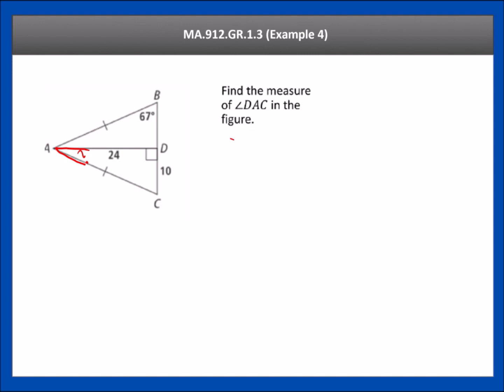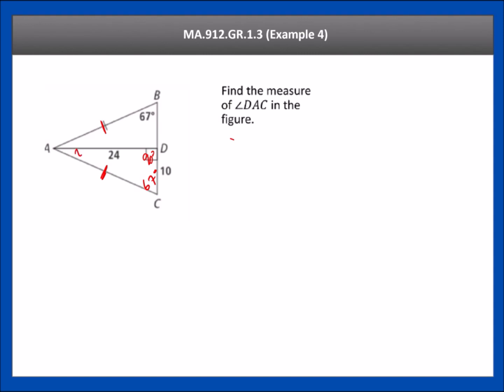that to find the measure of angle DAC, this is a 90-degree angle right here. And we know that this is an isosceles triangle because those two sides are the same. In an isosceles triangle, by the isosceles triangle theorem, the angles that are opposite the congruent sides must be congruent themselves. So these two opposite angles, 1 and 2, must be congruent. Therefore, if this is 67, then this here must be 67.